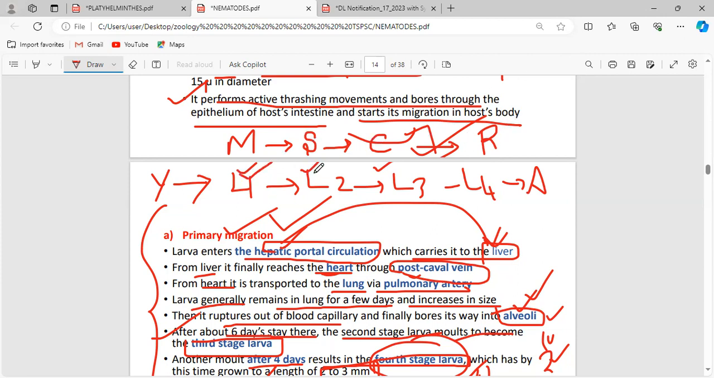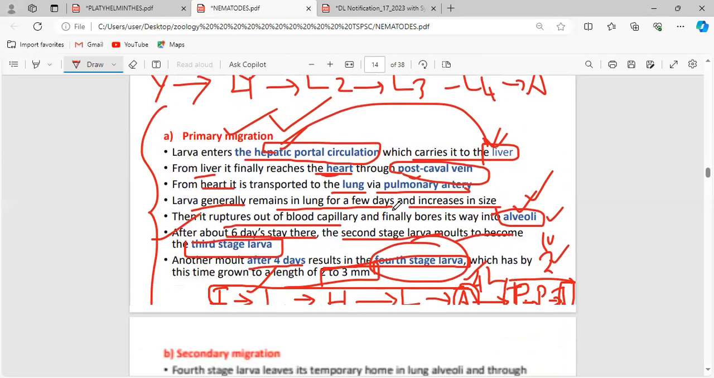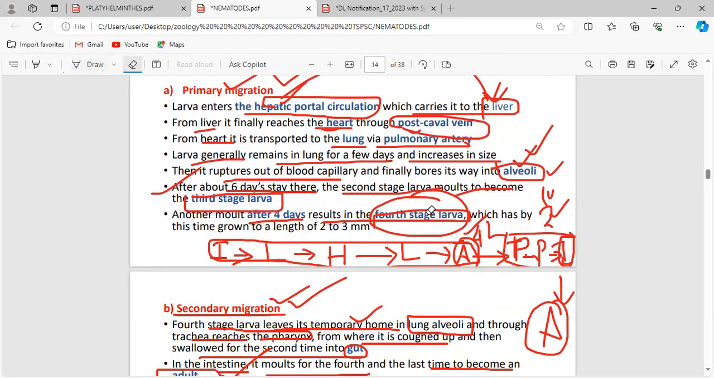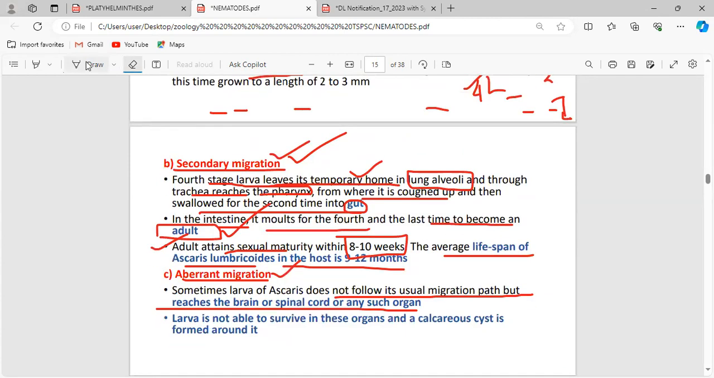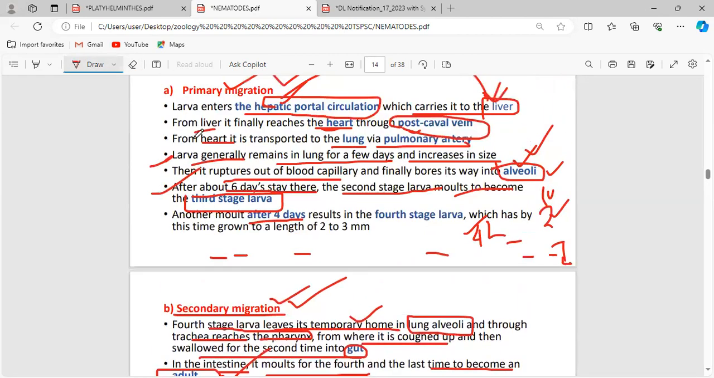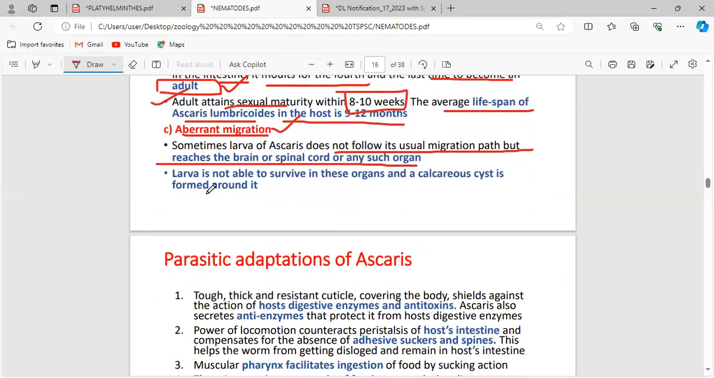This is the first larval stage. This is the second, and in the same way, we are saying this is the fourth stage larva. Clear? Okay, good. Now, see, this is the primary migration and this is the secondary migration.